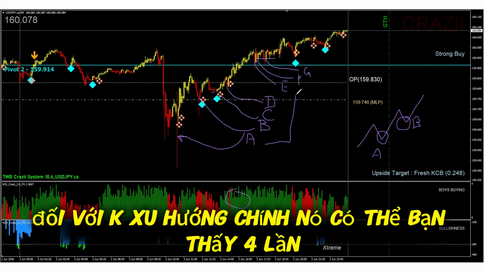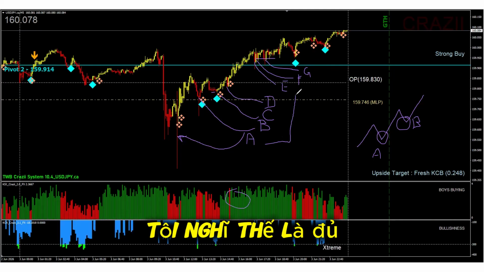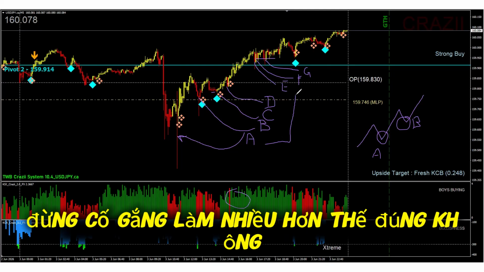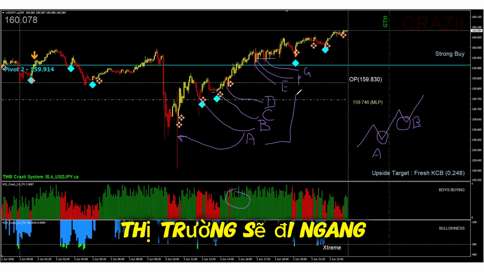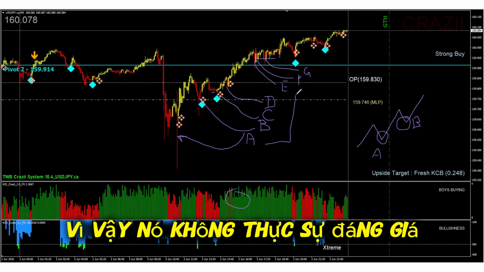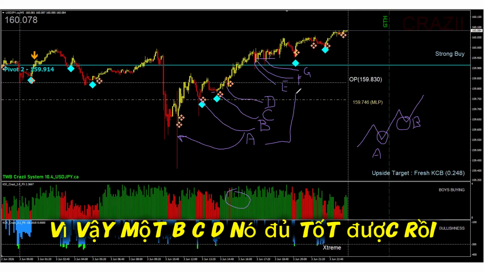Maybe you see 4 times to 5 times already. I think that is enough. Do not try to do more than that, because I've seen enough times the market will just go sideways and then pull back suddenly. So it's not really worth it. So A, B, C, D is good enough.